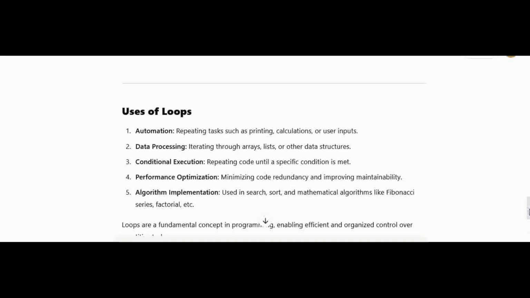The fifth one here is algorithm implementation. It is used in mathematical algorithms like the Fibonacci series, the factorial, etc. An algorithm is a computation procedure that possibly begins with input values.